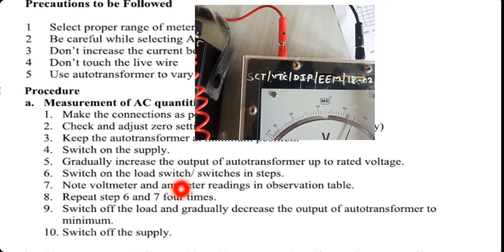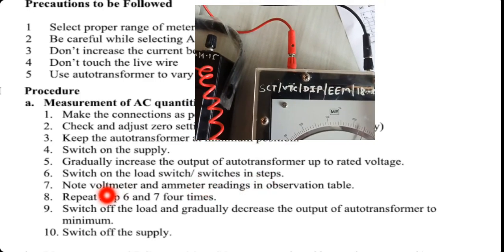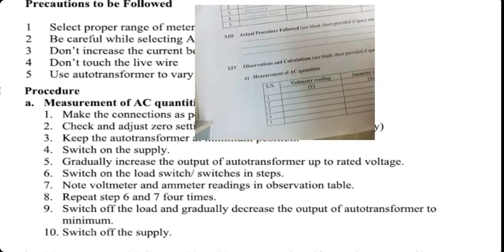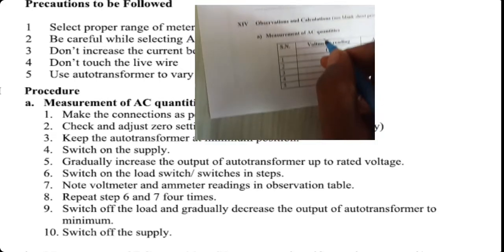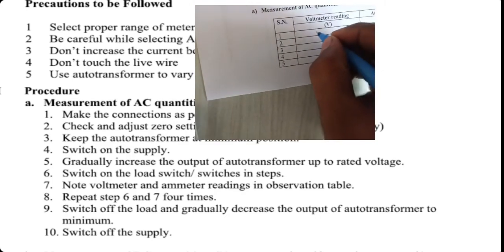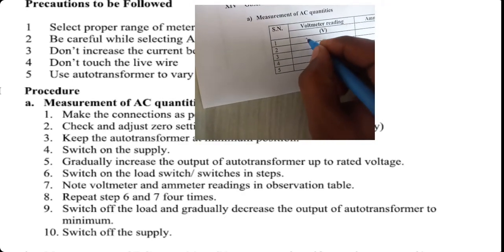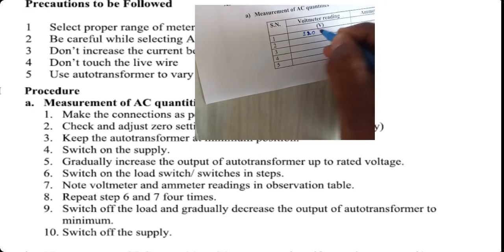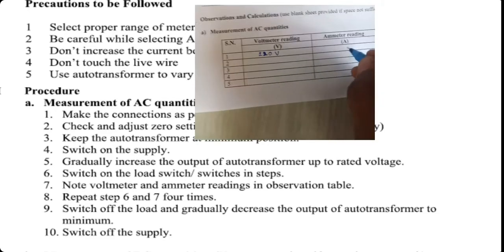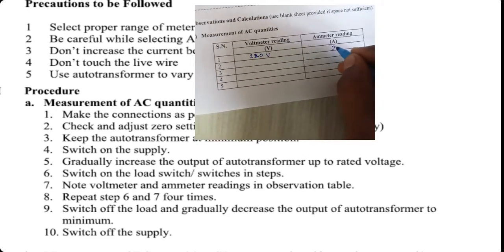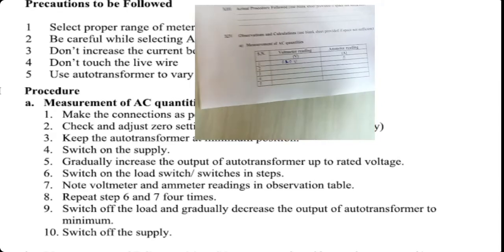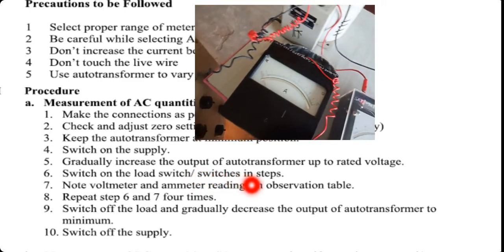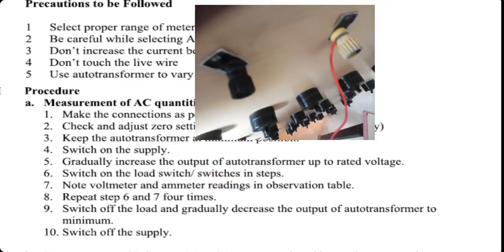Switch on the load. Switch on the load switches in steps, and note the voltmeter and ammeter readings. Here the first voltmeter reading is 220 volt. The ammeter is at the 0 position because no load is on. Now I am going to switch on the load switch.